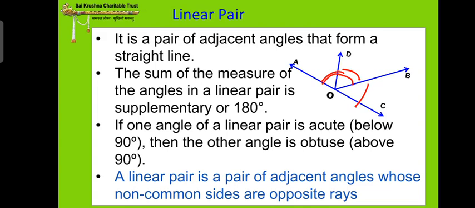Okay, if one angle of a linear pair is acute, that is below 90 degrees, then the other angle is obtuse. Yes or no? To become 180 degrees, if one is acute, in the sense less than 90 degrees, suppose one angle is 85 degrees. So what will be the other angle? The other angle should be 95 degrees, which is an obtuse angle. So this is one of the criteria: if one angle of a linear pair is acute, then the other angle must be obtuse. A linear pair is a pair of adjacent angles whose non-common sides are opposite rays.